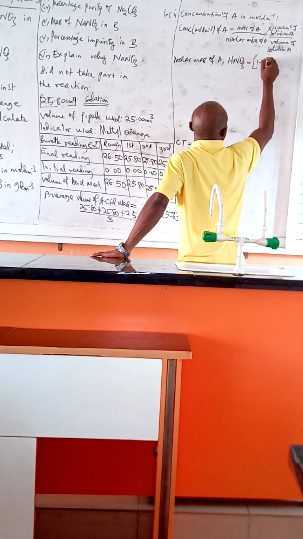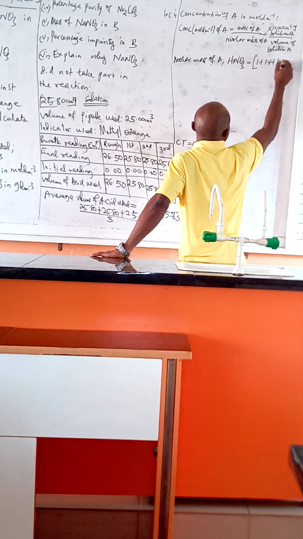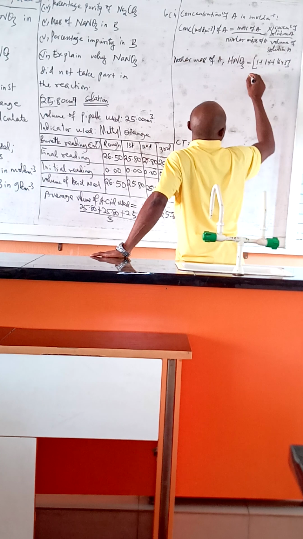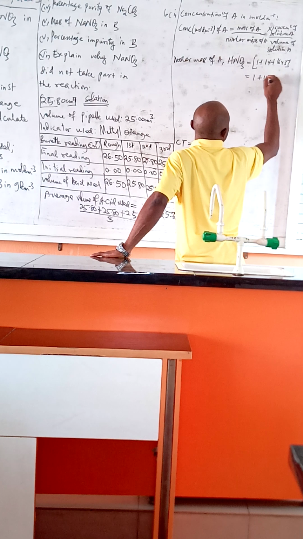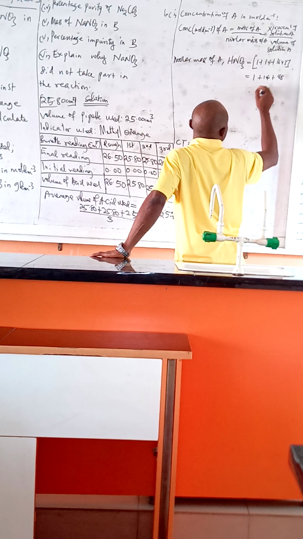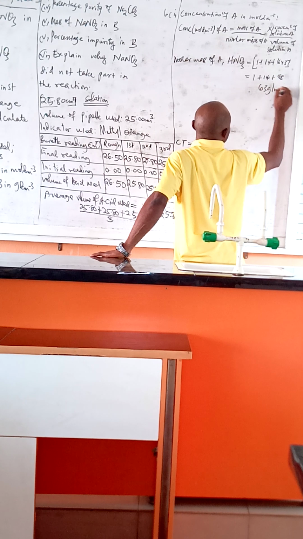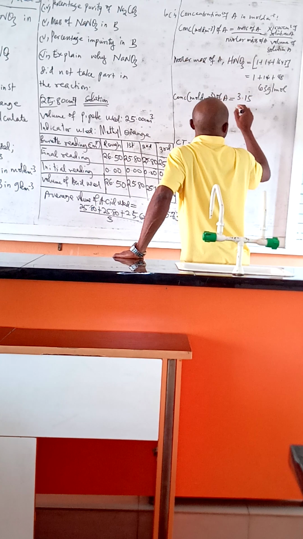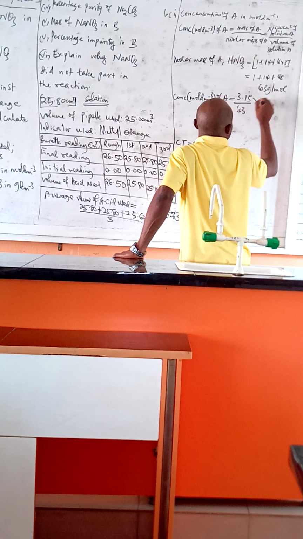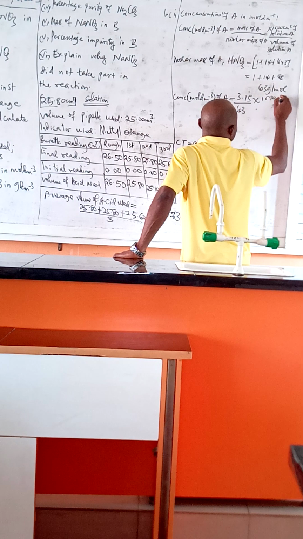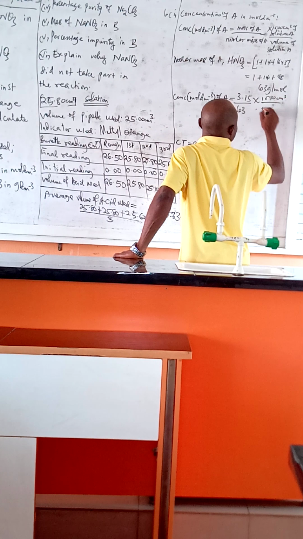This will give us 1 plus 14 plus 16 times 3, which is 1 plus 14 plus 48. That will give us 63 gram per mole. Which means that the concentration in mole per dm³ of A will be equal to mass of A, which is given from the equation as 3.15, over 63, multiplied by 1000 cm³, all over volume 500 cm³.